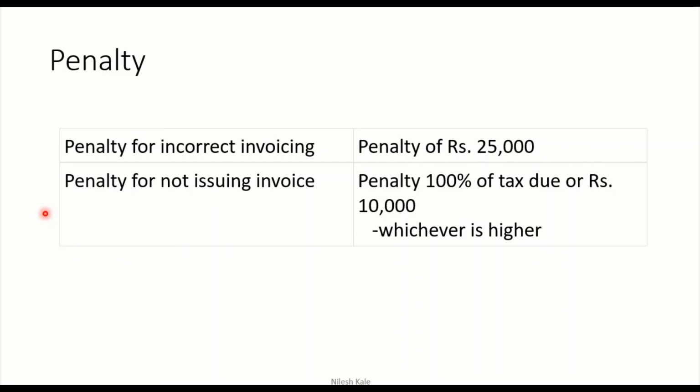So that's all about penalties and tax invoices. Different types of taxes we have seen, bill of supply we have seen, and debit note and credit note. Hope this is clear.